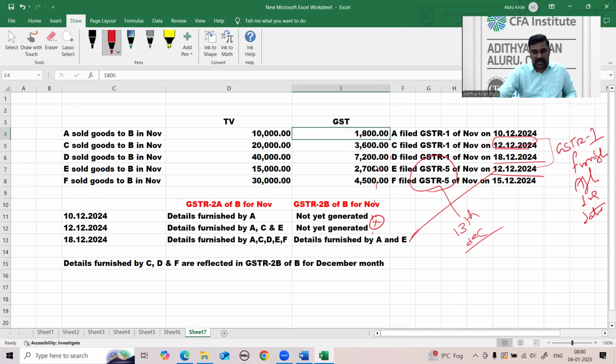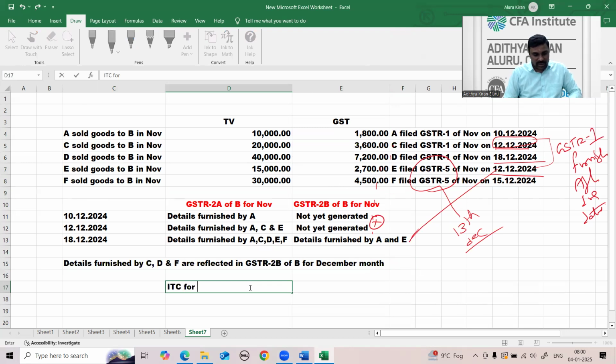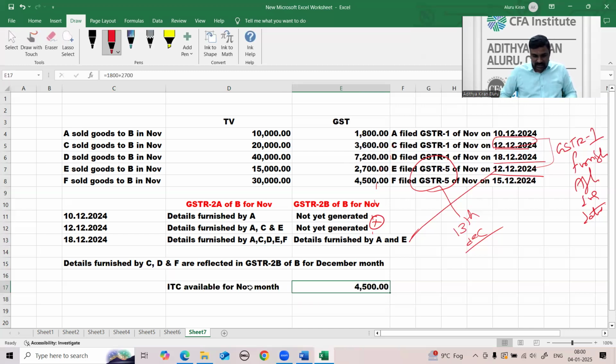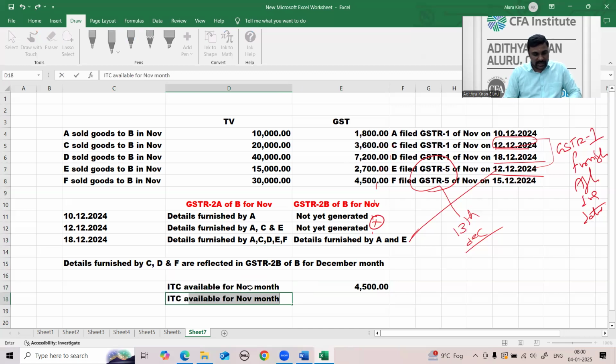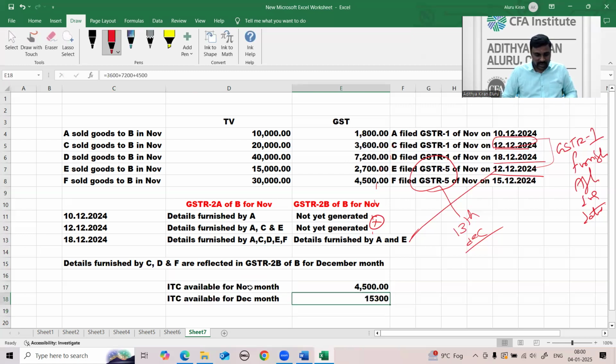These 1800 and 2700 are the ITC available for November month. The ITC available for November month is 1800 plus 2700. ITC available for December month is 3600 plus 7200 plus 4500. This is the ITC available for the December month.